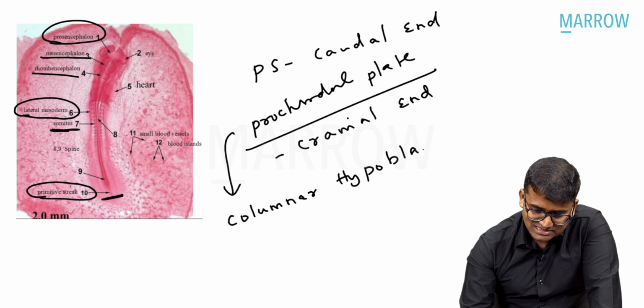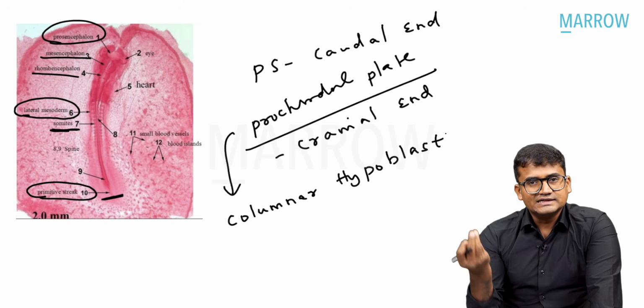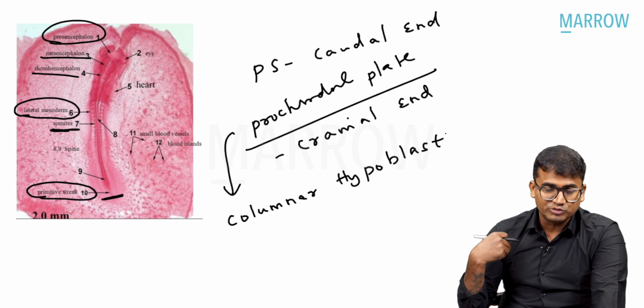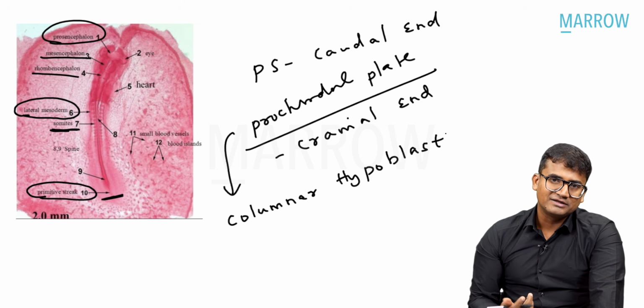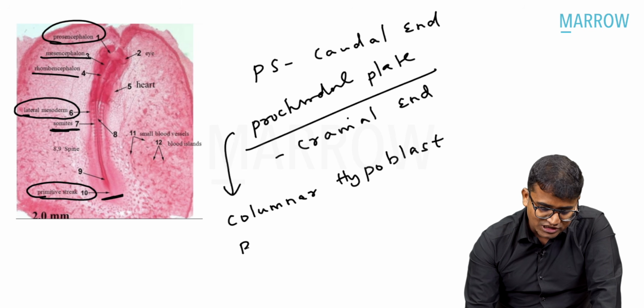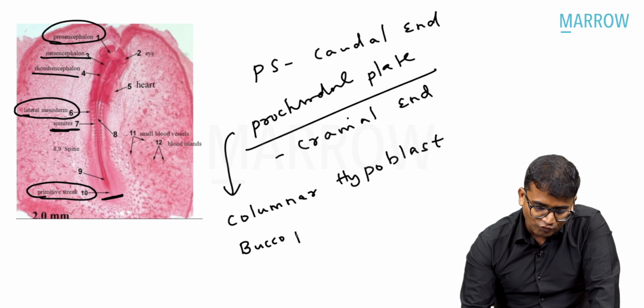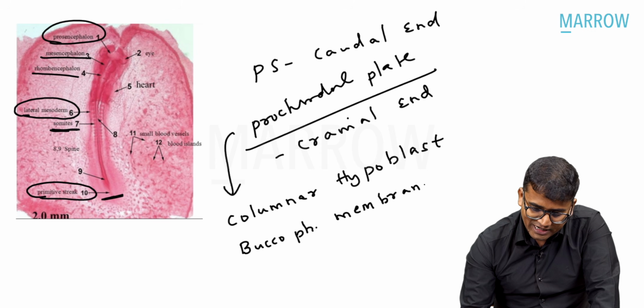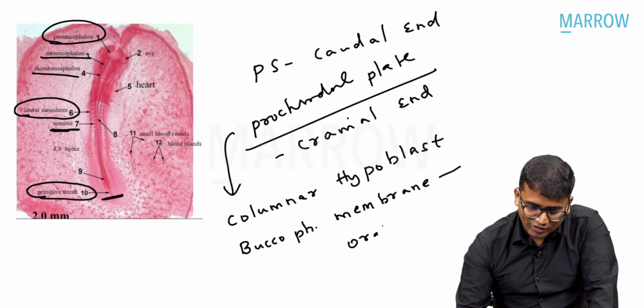Usually hypoblast cells are cuboidal. In some areas the hypoblast cells become columnar and they form the precaudal plate. Now what will the precaudal plate form? The precaudal plate will form the buccopharyngeal membrane or oropharyngeal membrane. The buccopharyngeal membrane or oropharyngeal membrane ruptures and forms the oral cavity.